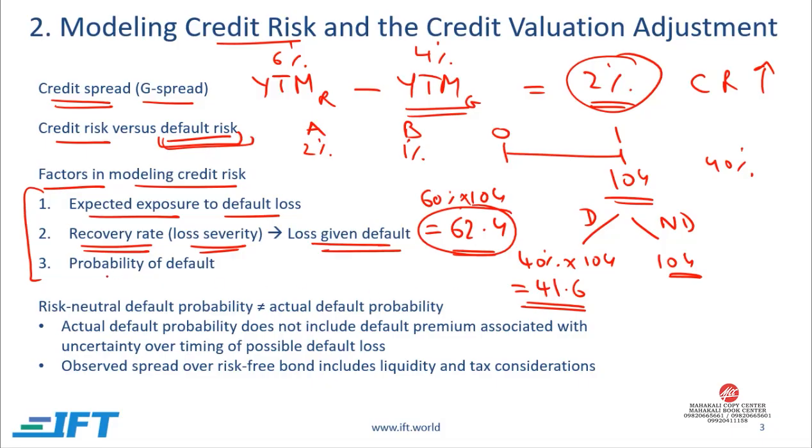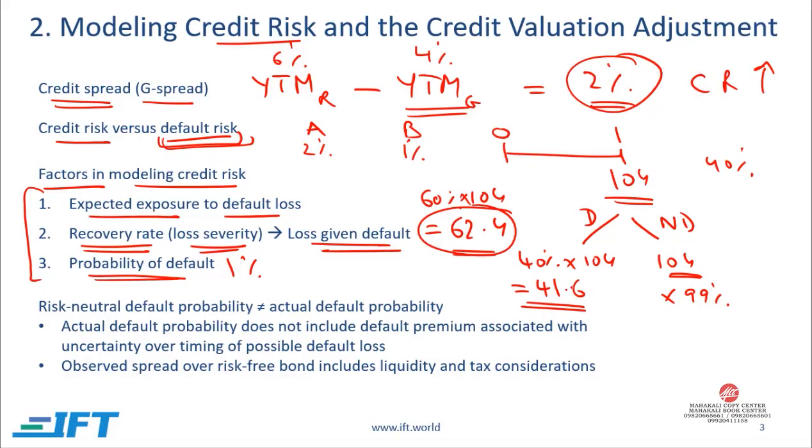The third factor to consider is probability of default. Let's say that the probability of default is 1%. Then we can calculate the future value at the end of year 1 by saying that there is a 99% chance that there is no default. So we can do 104 into 99%. And then there is a 1% chance of a default.